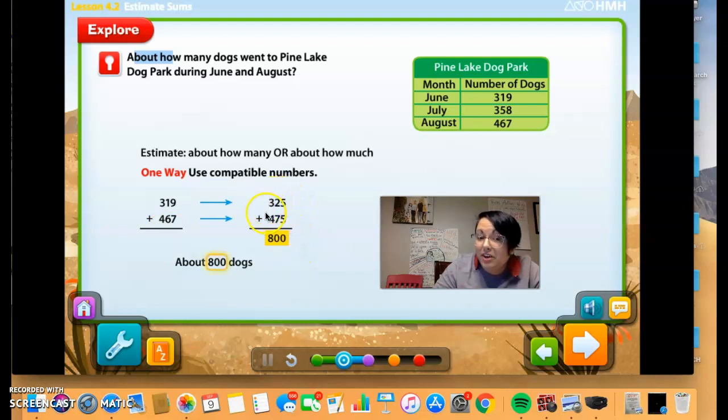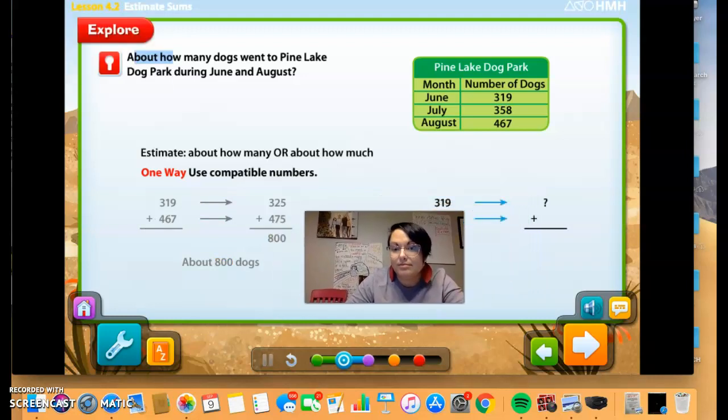Do you see how they got that? So 300 plus 400 is 700, right? And we got to put this 25 and 75 together to make 100. So 700 plus one more 100 is 800. Is that the exact number? No, but it's pretty close. The estimate is about 800 dogs. You can choose to use different compatible numbers to estimate.